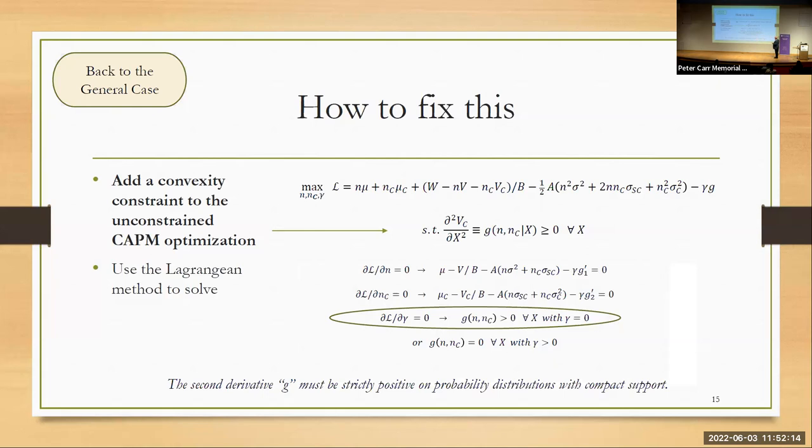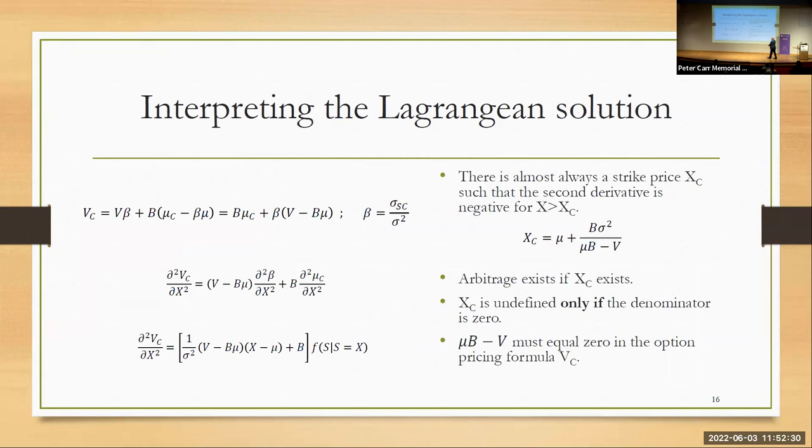Okay, so again, I'm happy to go over the math a little bit later. But this second derivative has to be strictly positive as long as we're assuming compact support, which of course I'm making that assumption. So when you write down the Lagrangian conditions for the maximization, you can actually solve and you can show the second derivative has this term. And so therefore I can solve this when this is equal to zero very easily, right? It's just simple algebra. And I get an equation for that critical strike price, XC. And so you can see that critical strike price always exists, right?